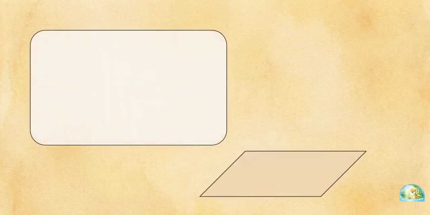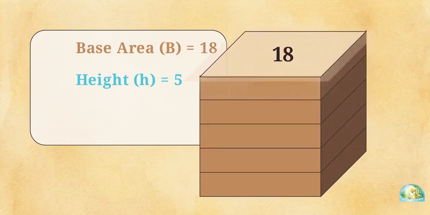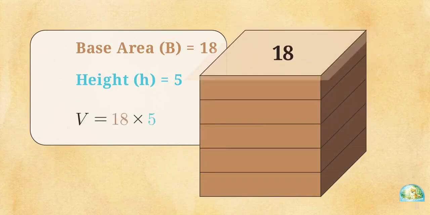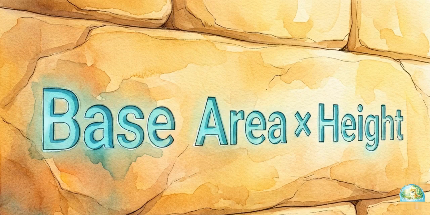When the length and width are already multiplied together, you have the base area. This footprint is 18 square units. This footprint reaches 5 layers high. To find the volume, we multiply the base area by the height. 18 times 5 equals 90 cubic units. Combining length and width into a single base area turns three-dimensional math into a two-step calculation.